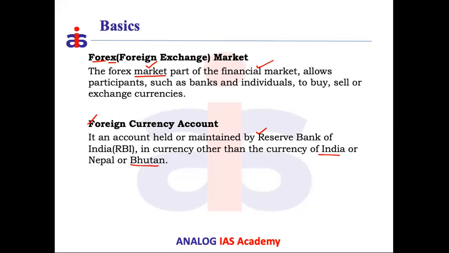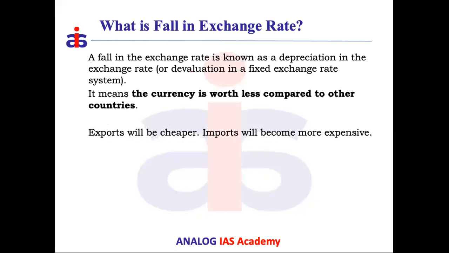Okay, next, what does it mean by a fall in exchange rate? A fall in exchange rate means, as we talked about, exchange rate is something, let's take $1 is equal to 70 rupees. Okay, 70 rupees. And if this exchange rate falls to 75 rupees, right?